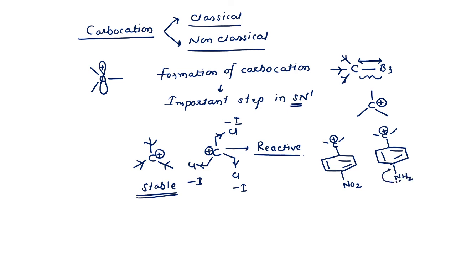Here this ring is having its plus R effect, and here this is having its minus R effect. More minus R effect, there will be more deficiency in this carbocation. More deficiency means it is more reactive, and here it is less reactive, more stable. Dear student, you should understand which is reactive and which is stable. So these are the different factors that are affecting the carbocation.